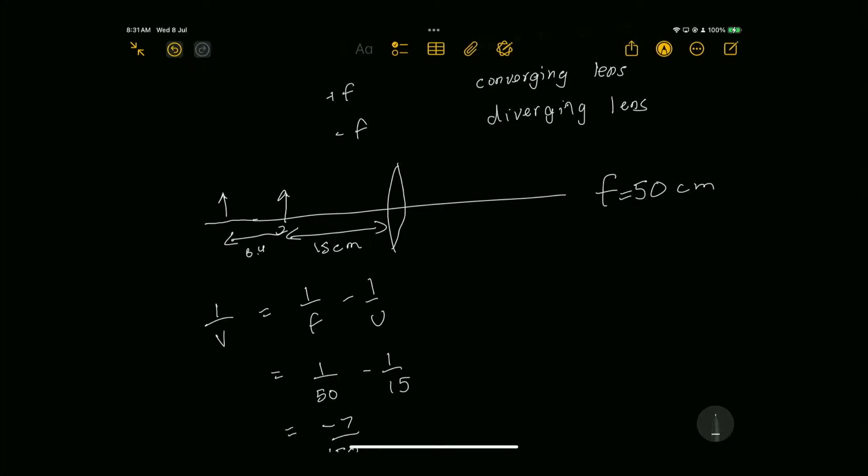The reason, just by looking at the diagram, we can know that this would be a virtual image is because the position of the object relative to the lens is less than the focal length. The lens can only converge light at the focal point if the object is further away than the focal length. But in this case, the object is closer to the lens than the focal point, so light from the object cannot converge to form a real image. So we have a virtual image in this case.